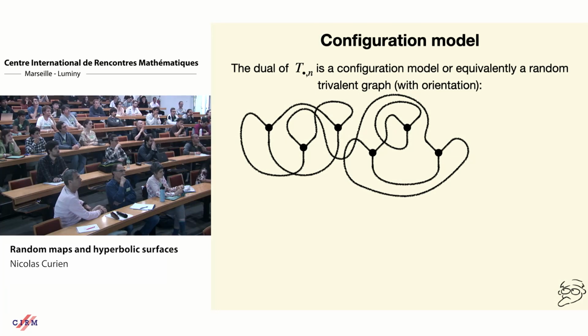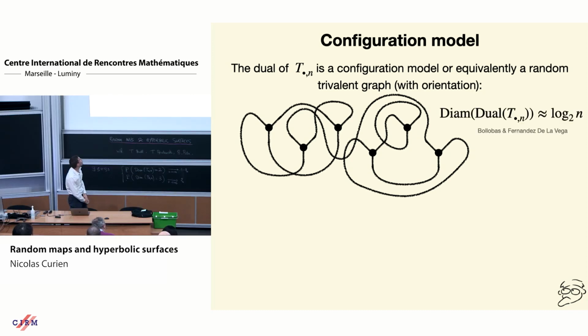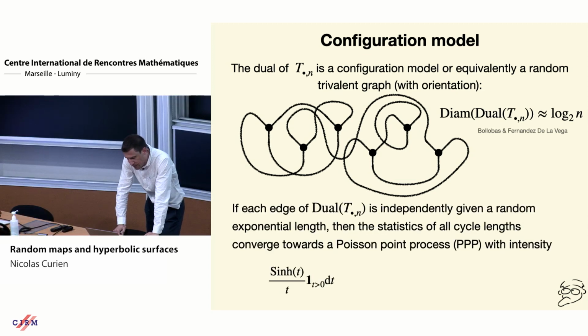Okay. And now, if you look at this dual graph, it's a well-known result that goes back to the 80s of Bollobás and Fernandez de la Vega, that actually the diameter of this graph is of order log n. And it's the smallest diameter at first order that you can get from a trivalent graph with n vertices.